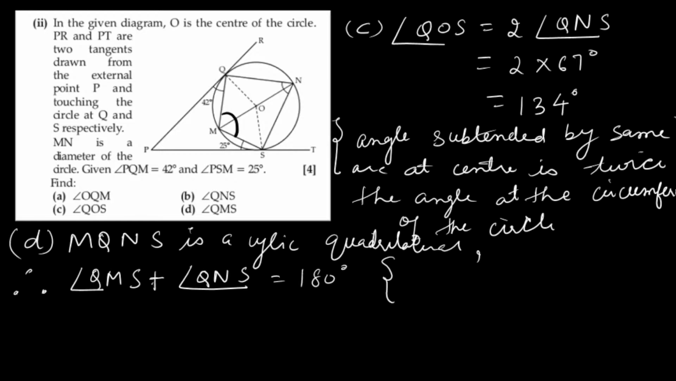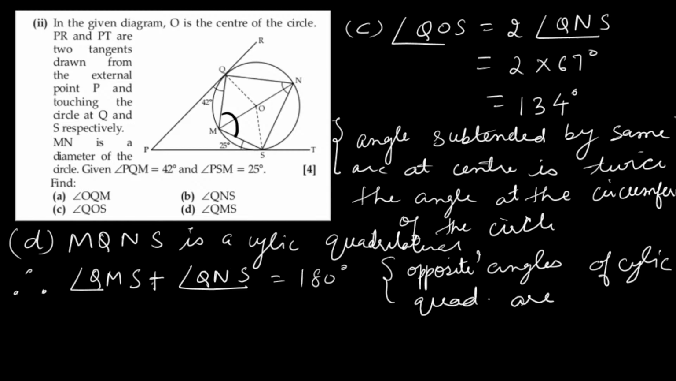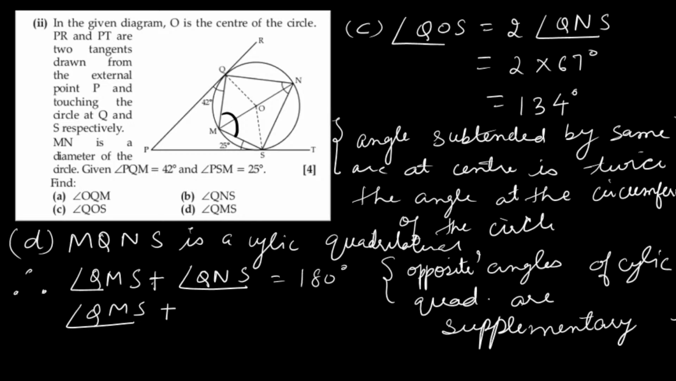The reason you have to write: opposite angles of a cyclic quadrilateral are supplementary, or you can write their sum is 180 degrees. But you should remember this terminology: complementary angles, supplementary angles. So QMS we have to find. So angle QMS plus QNS.